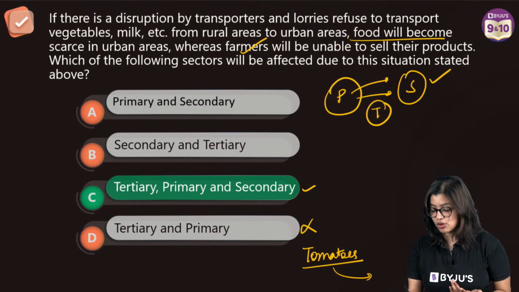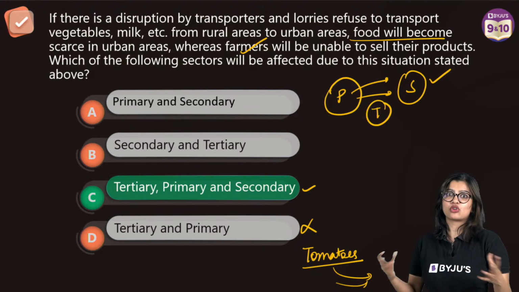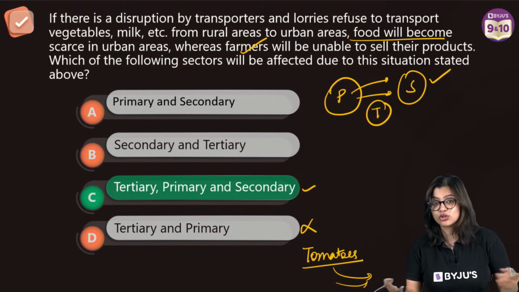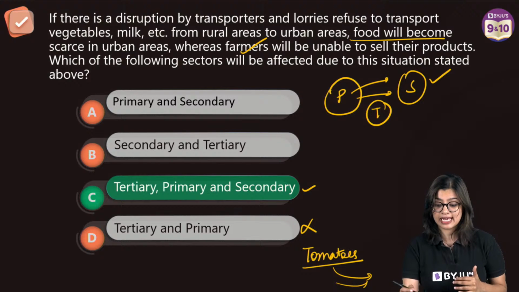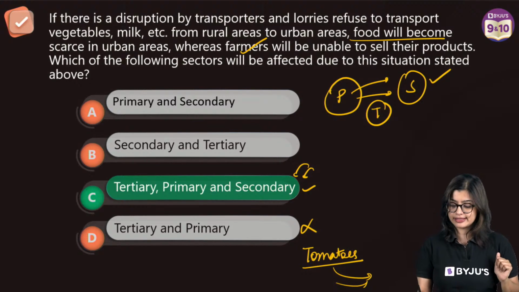But at the same time, these tomatoes are raw materials for, let's say, tomato ketchup, or raw materials for maybe making some kind of pasta sauce that is needed. So those are also raw materials, right? So here, you need to understand that all sectors are interconnected. So the correct answer is C.